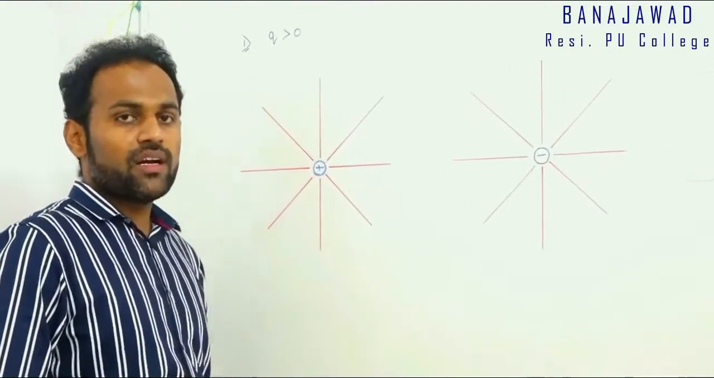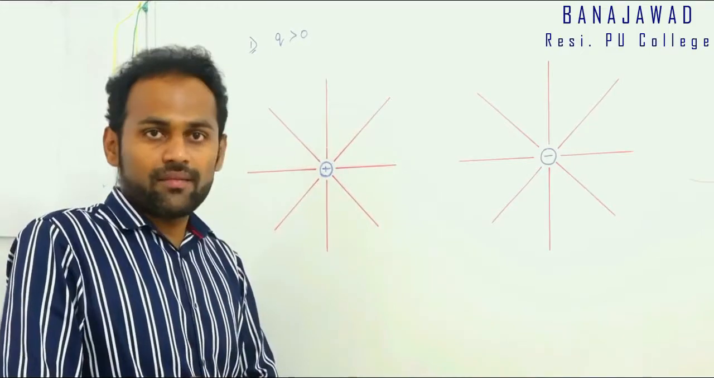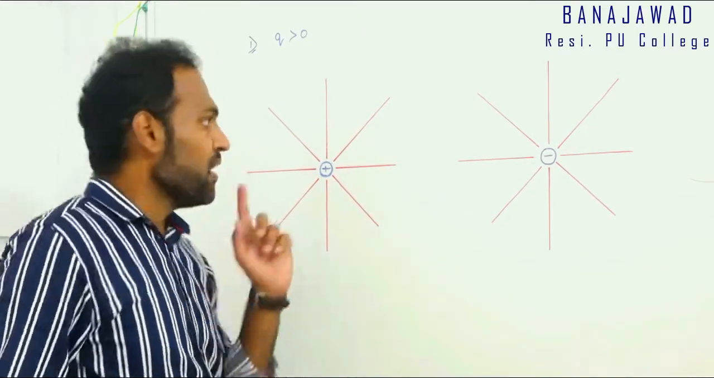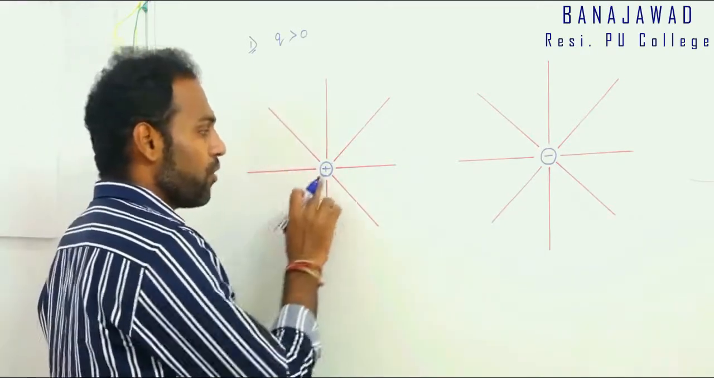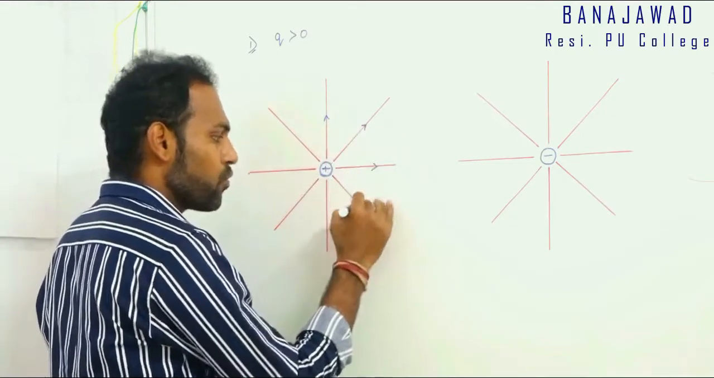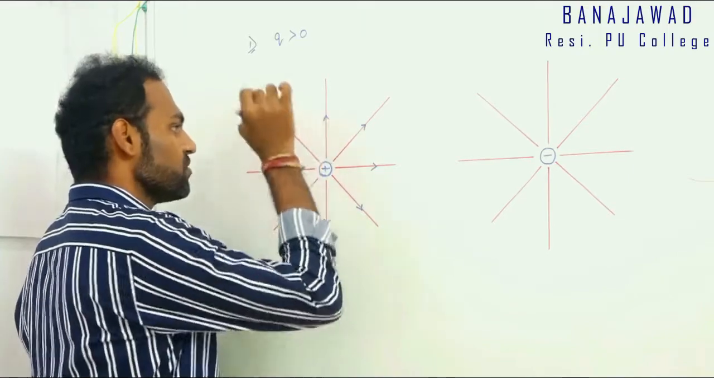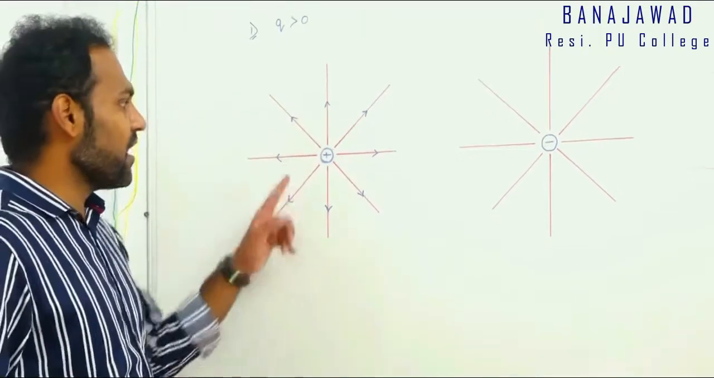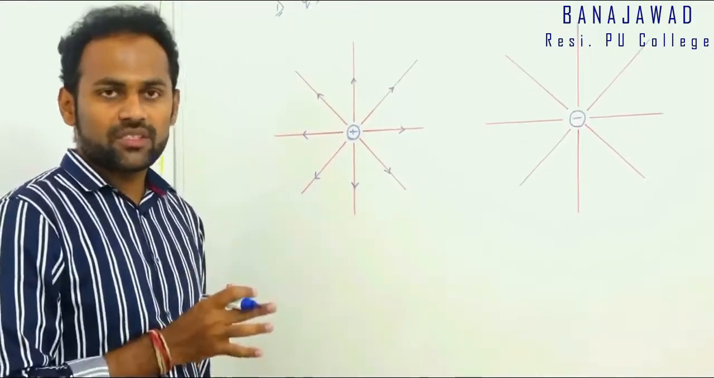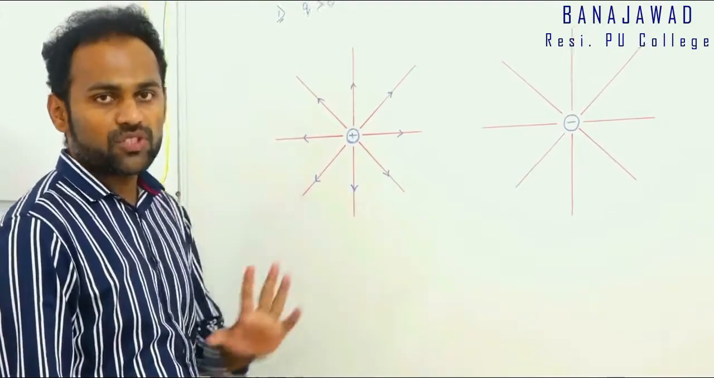While discussing the direction of electric field lines, we have told that electric field is away from the positive charge and towards the negative charge. Here we are drawing the electric field lines for a positive charge. For a positive charge, electric field lines will be radially outwards. They will be moving away from the charge, in all directions. So this is electric field lines for a positive charge.